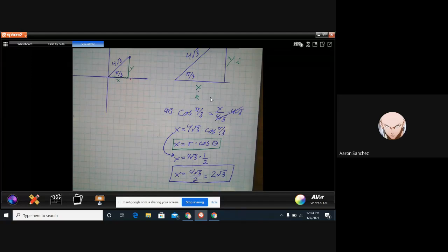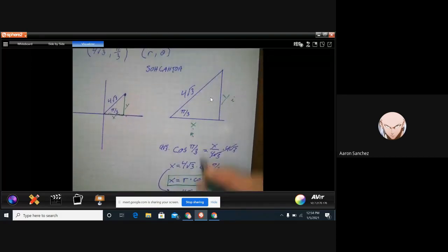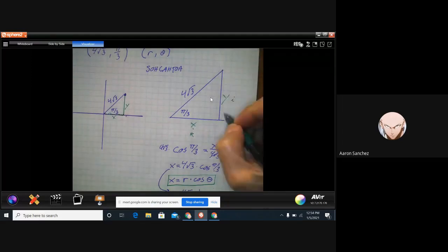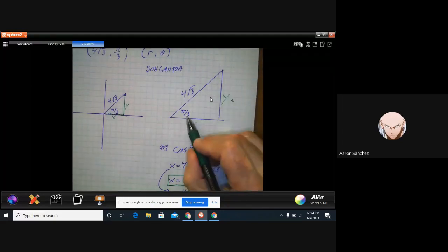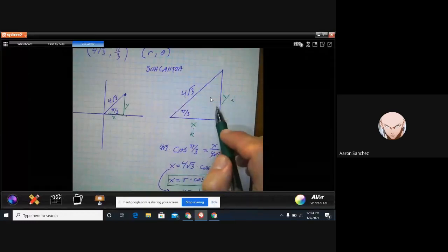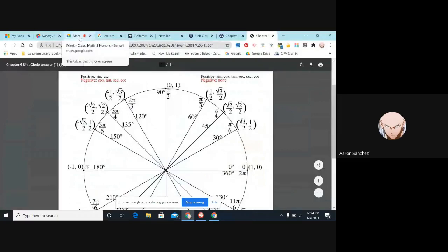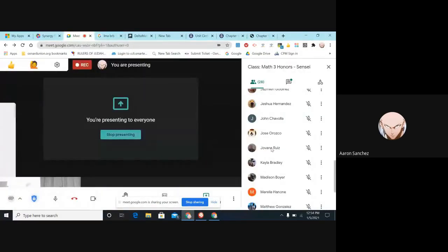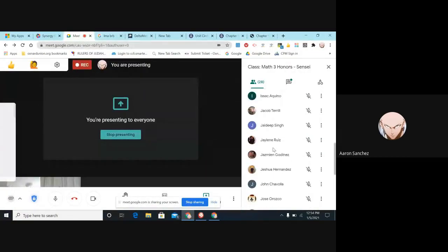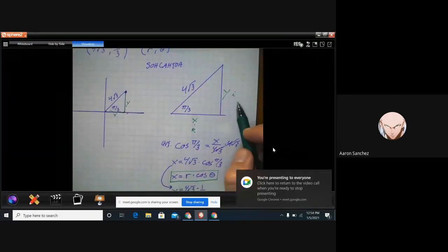Okay, let's solve for the y coordinate. Going back, this is my y coordinate, solving up and down. I have this angle, this side, this side. What do I use, sine, cosine, or tangent, to solve for y? Here we go, I'm going to call on someone. Jasmine, what do I use? Sine, cosine, or tangent? Solve for y.